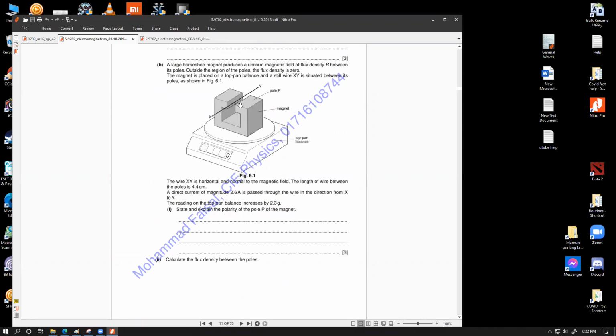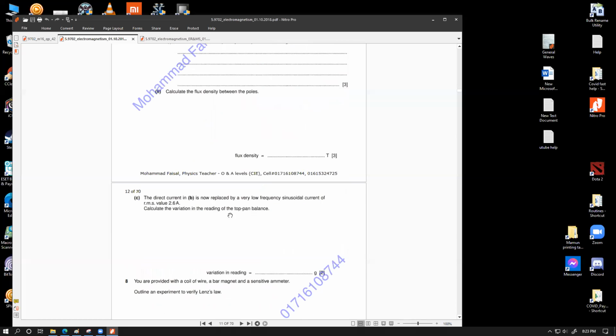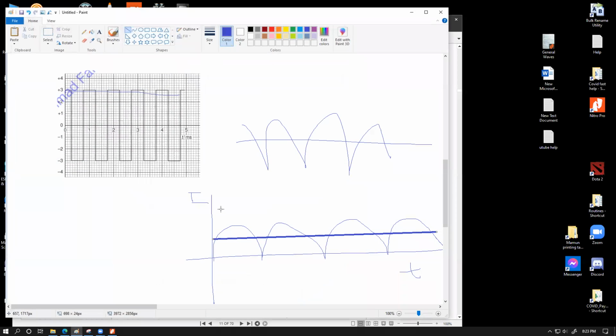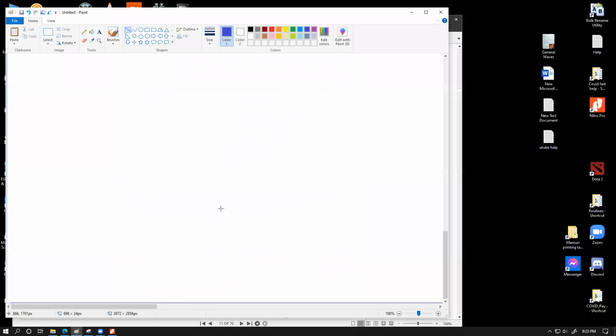Here the situation is that whenever we have this current balance, you know how the current balance works, we are sending a current of 2.6 ampere. 2.6 ampere of current produces a reading variation of 2.3 gram. A DC current of 2.6 ampere produces a balance variation of 2.3 gram. The question asks us over here: the direct current is now replaced by a very low frequency sinusoidal current of RMS value 2.6 ampere. So now we are changing the supply and bringing in an AC source of RMS value 2.6 ampere. Calculate the variation in the reading of the top pan balance. So the way this question should be understood is this. Have a look.